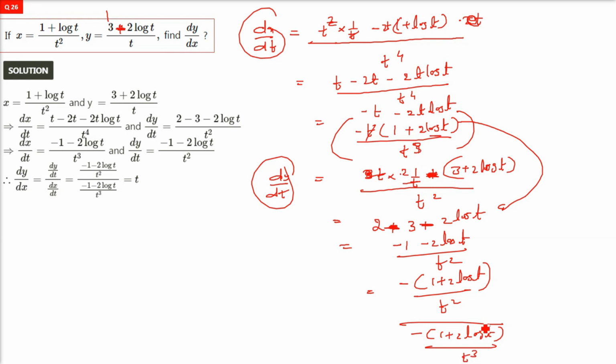So what do you get? Negative gets cancelled. 1 plus 2 log t can get cancelled. T cube goes up, t cube by t square, 1 t gets cancelled. You get a t. Okay, so I am sorry. I am deeply, humbly sorry, because in quotient rule there will be negative in between.